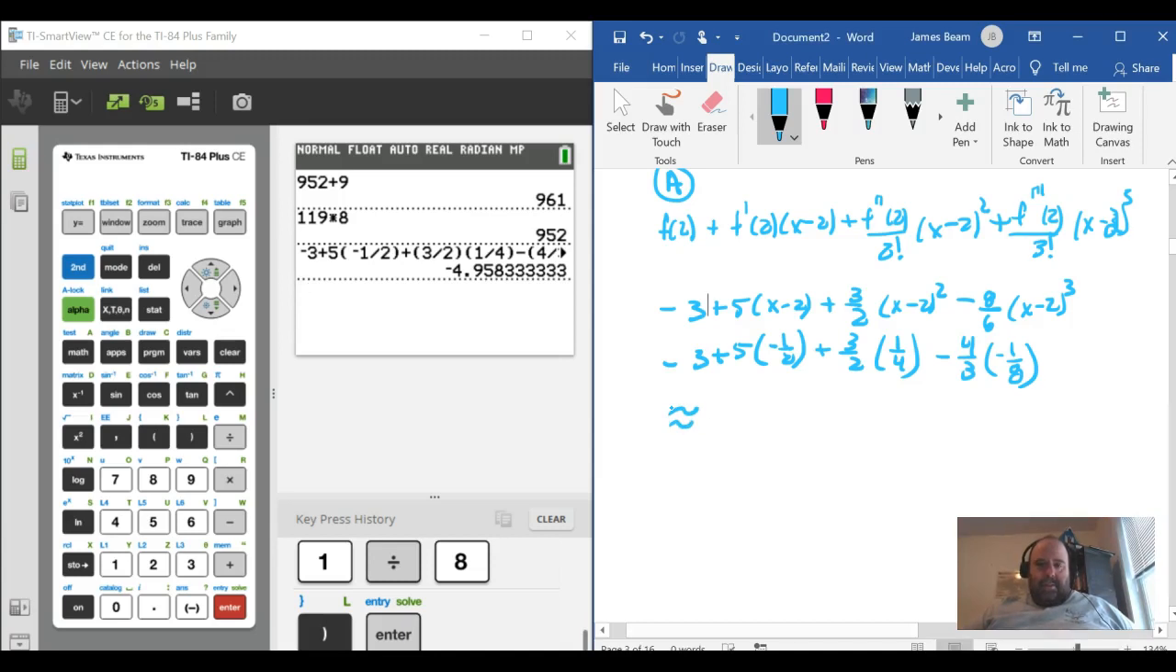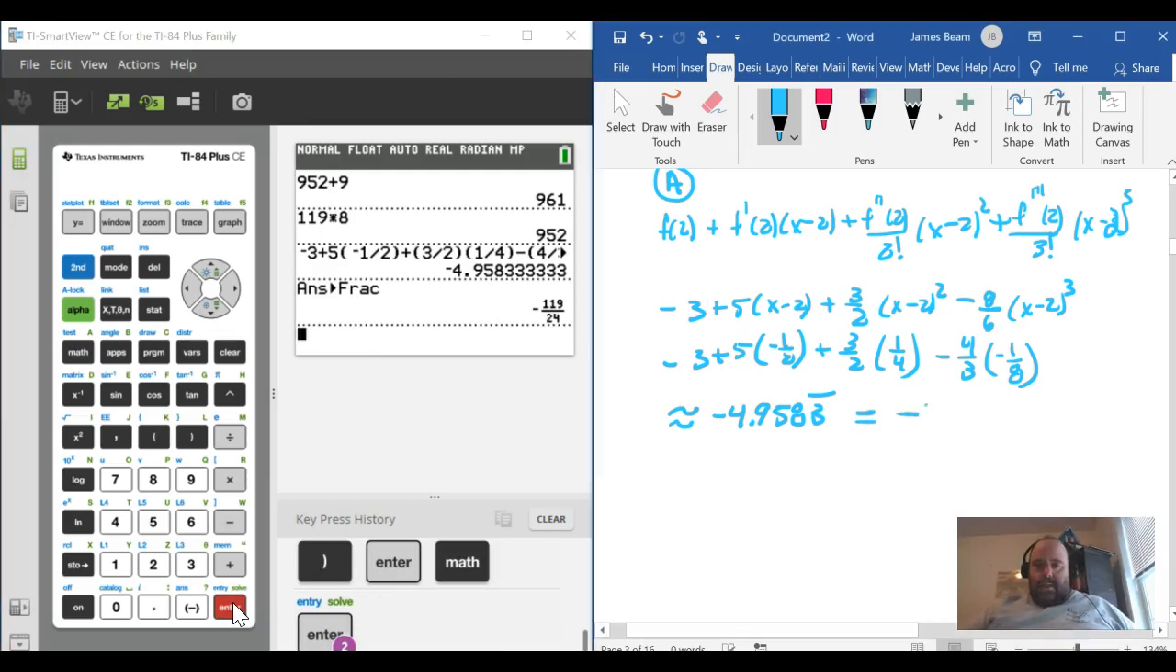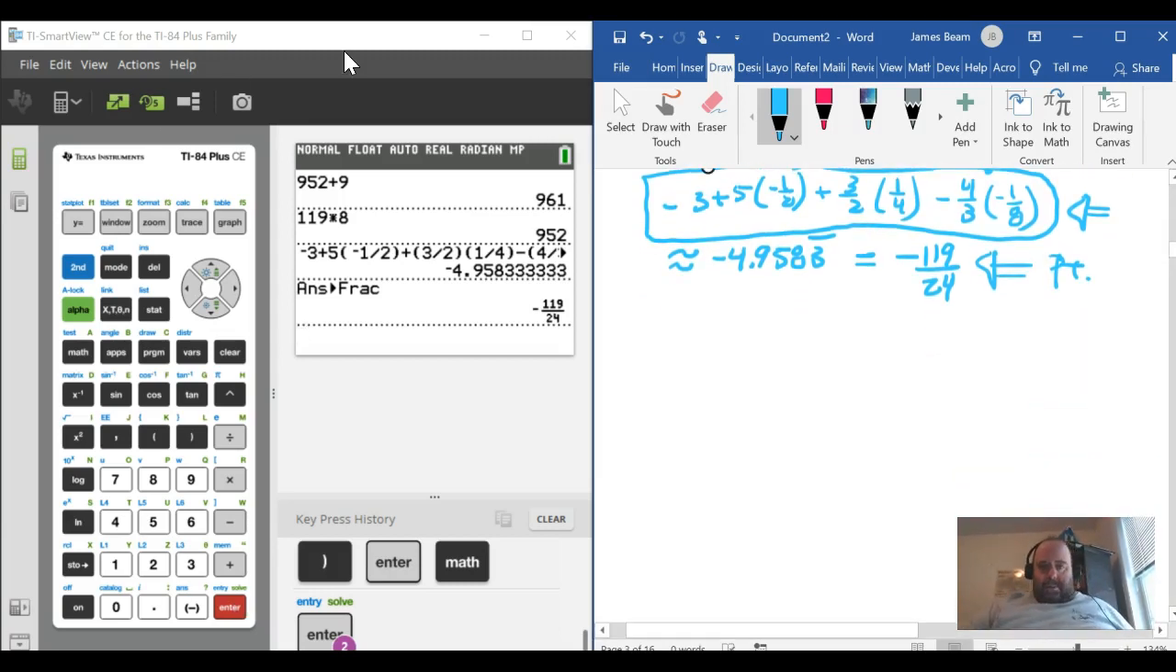Okay, so it's a decimal, this is approximately -4.9583 repeating, giving me that as a fraction it's -119 over 24. Now I realize that I've kind of cheated a little bit here by making this calculator active, but if you stop here in the problem, you actually would get full credit because you don't have to work out the arithmetic. But we're going to need this number for part B, and we'll see why that is in a second here. All right, so let's look at part B.